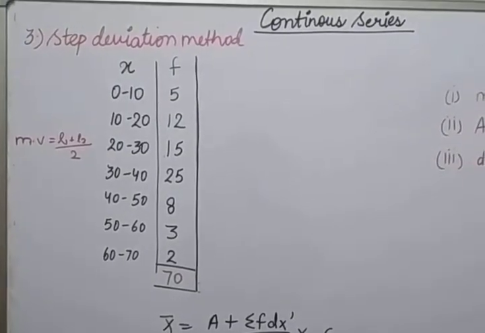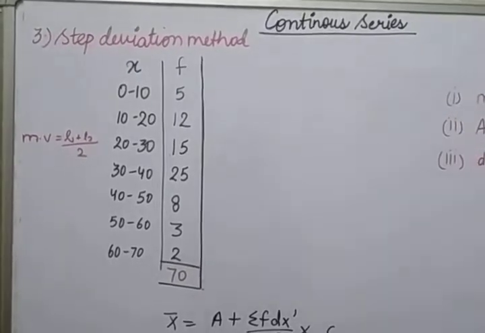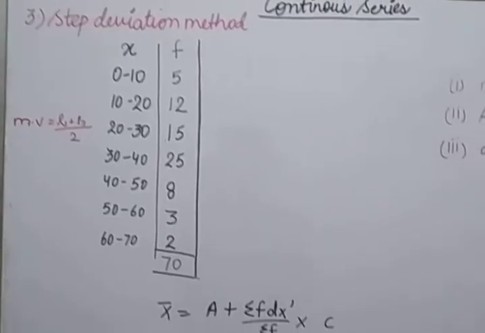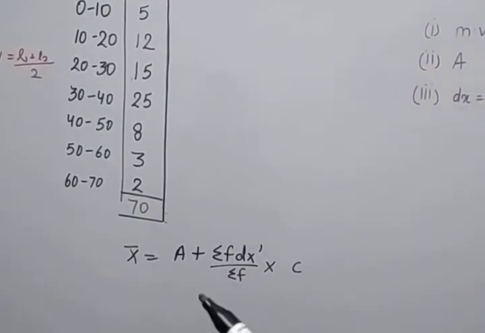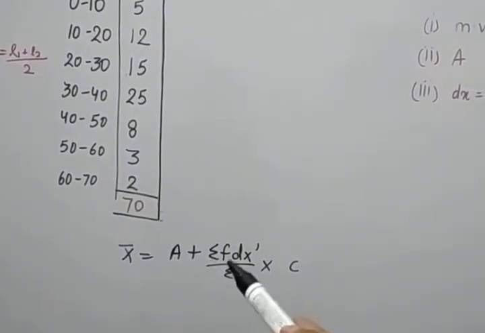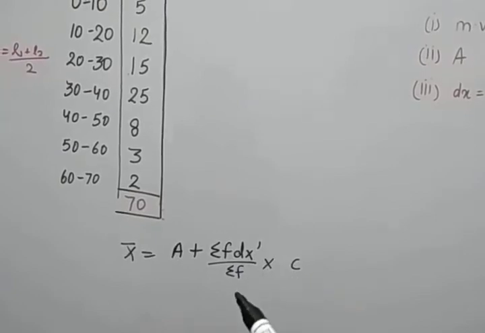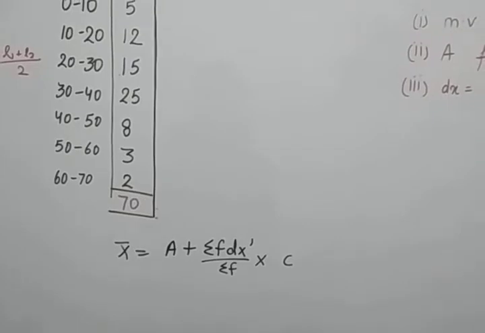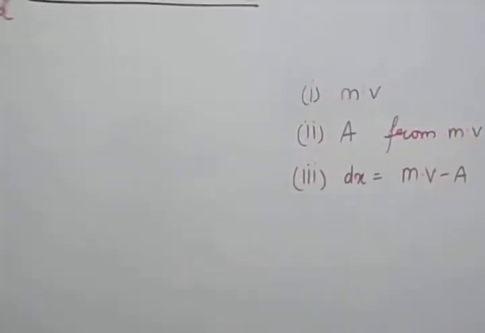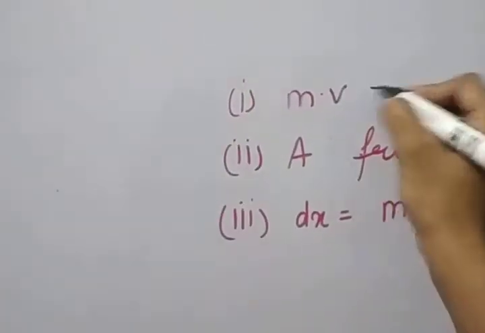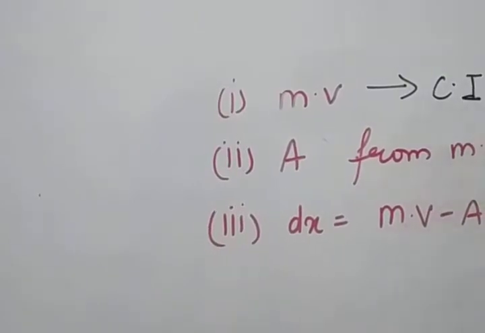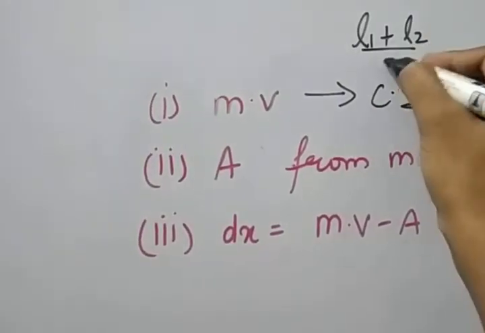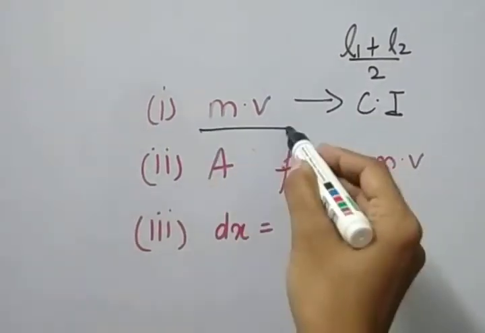Now the same question we will solve with the step deviation method. X is given, frequencies are given to us. And what is the formula of the step deviation method? A plus summation f dx dash divided by summation f into c, that is common factor. So your first step should be calculate mid value from the class interval, that means L1 plus L2 divided by 2. First we will get the mid value.